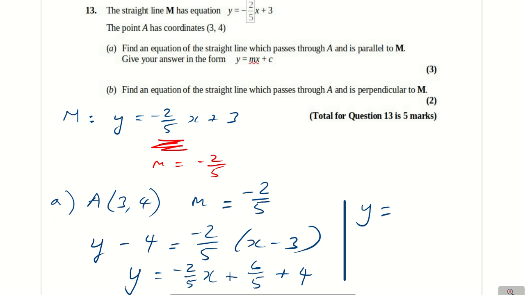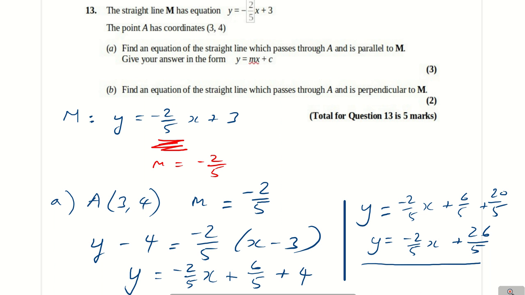So that's y equals minus 2/5 of x plus 6 over 5 plus, and 4 of course is just 20 over 5. So we end up with minus 2/5 of x plus 26 over 5. And that's the answer to part A. Minus 2/5 of x plus 5 1/5.